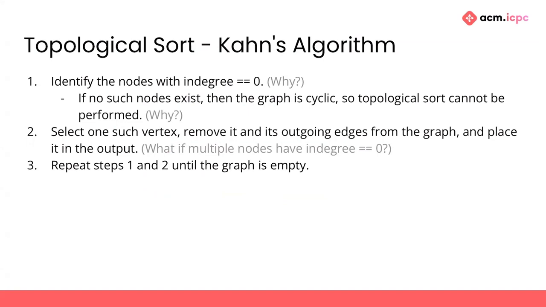Exactly. So if there's a loop or a cycle, then basically there's no concept or precedence, since a cycle exists, right? So it might just become an infinite loop.